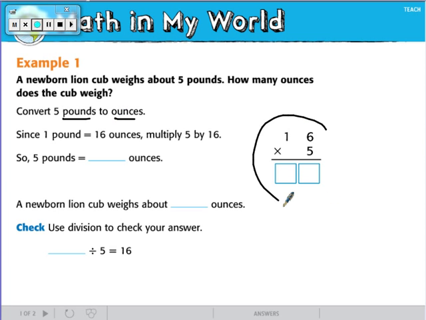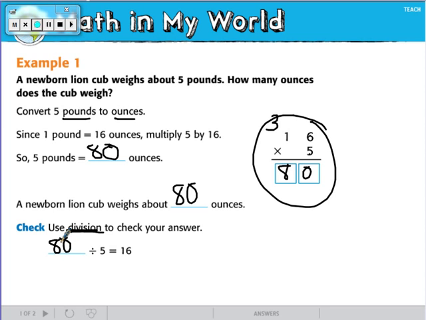They already set up our problem for us over here. 5 times 6 is 30. 5 times 1 is 5, plus 3 is 80. So our lion cub weighs about 80 ounces. A new lion cub weighs about 80 ounces. Now we use division to check, because we multiply, just like we've done since the beginning of the year. 80 divided by 5 equals 16.